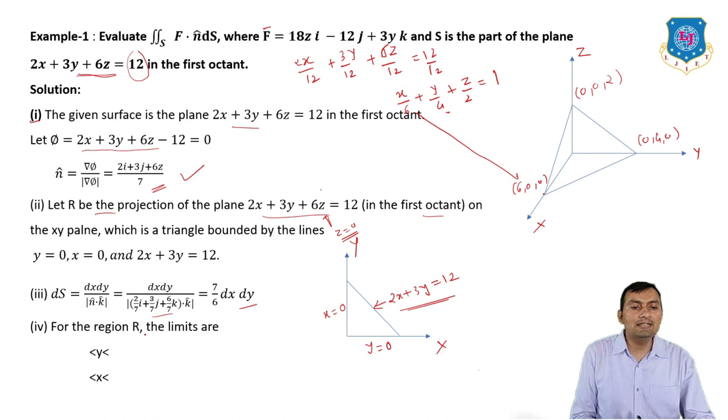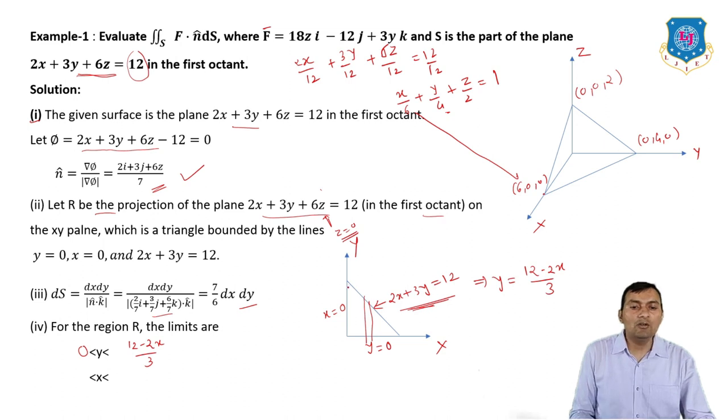Now for the limits. Here we want the first limit for y, which means we are taking a strip parallel to the y axis. So our bottom is y equal to 0, and the top we get by making y the subject, so it will be 12 minus 2x divided by 3. So y equals 12 minus 2x divided by 3, and the limit for x will be 1.